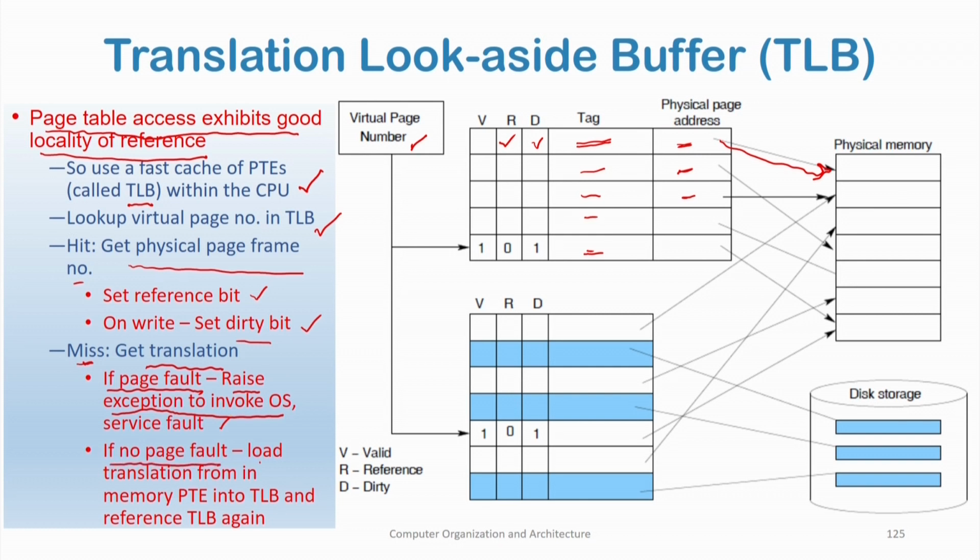However, if there is no page fault, that means I load the translation from where? From the in-memory page table. I bring the page table entry from the in-memory page table into the TLB and reference the TLB again. Now, I get a hit in the TLB and access physical memory.